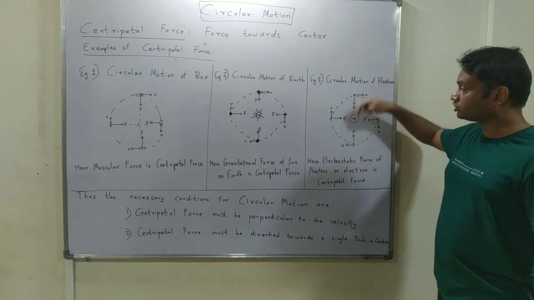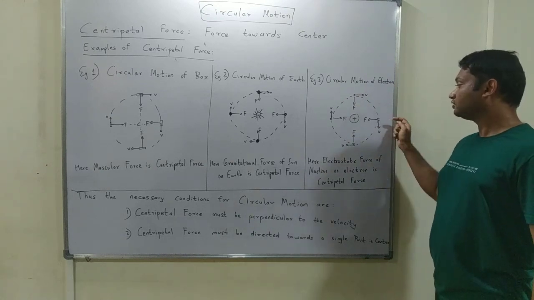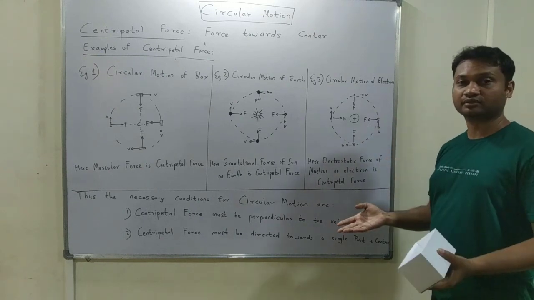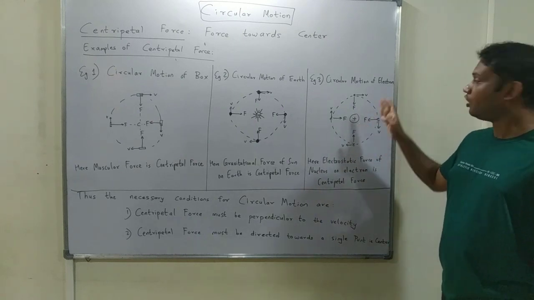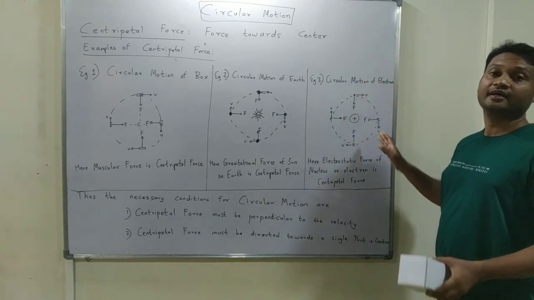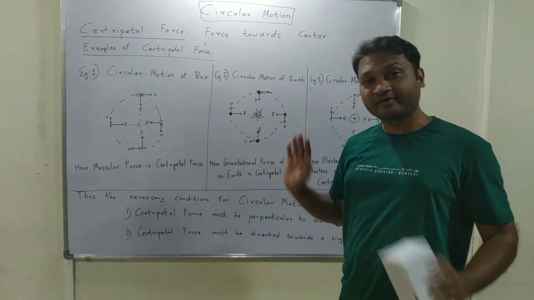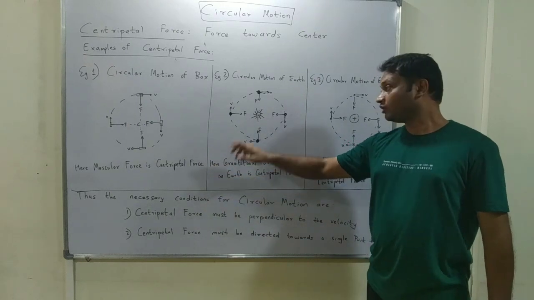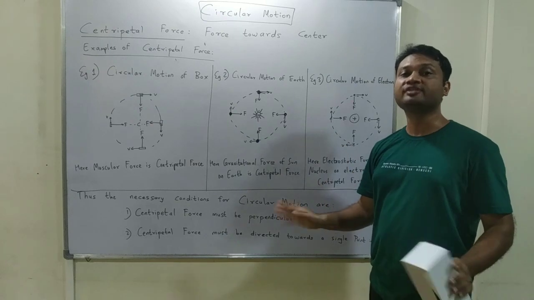The electrostatic force of the nucleus is perpendicular to it. At each and every point, the velocity of electron and the force are perpendicular. Hence, in this case, electrostatic force of the nucleus on the electron acts as centripetal force. From all these three examples, we infer that the condition for circular motion is force should be perpendicular to velocity at each and every instant.